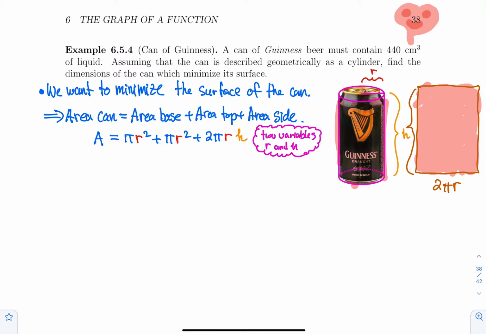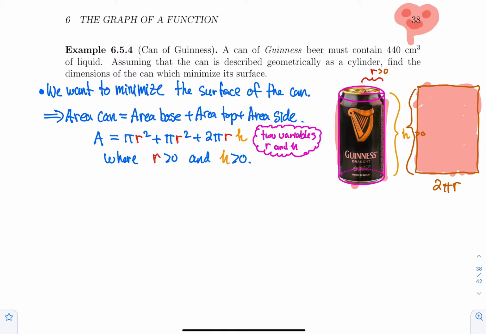These two variables, of course, are strictly positive quantities. R cannot be zero. If R is zero, there is no can. If H is zero, there is no can. So this is going to help us define that interval later. So here, the radius or the height, both of them, they need to be strictly bigger than zero. But again, we need to get rid of one of them.